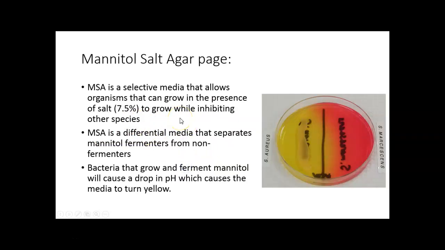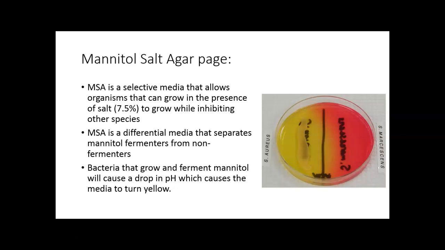The next media is a selective and differential media, and that's known as your MSA plate or mannitol salt agar. So MSA is selective to organisms that can grow in salt conditions, or organisms that are halotolerant. It inhibits organisms that can't grow in a salty environment. So it is differential in that those organisms that do grow will be separated based on if they change the media color or not.